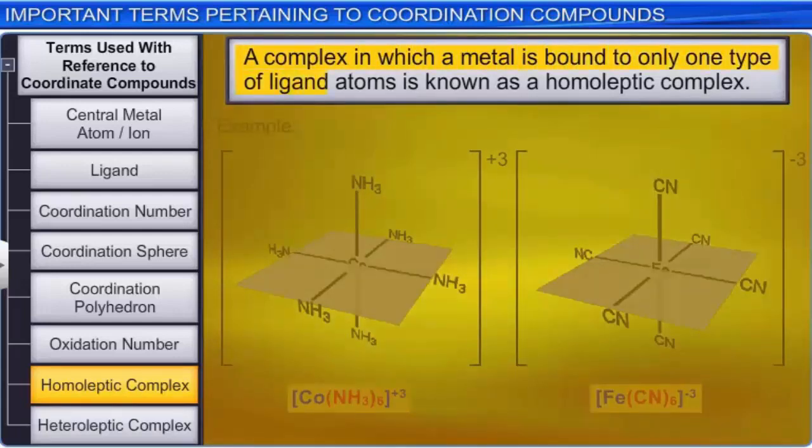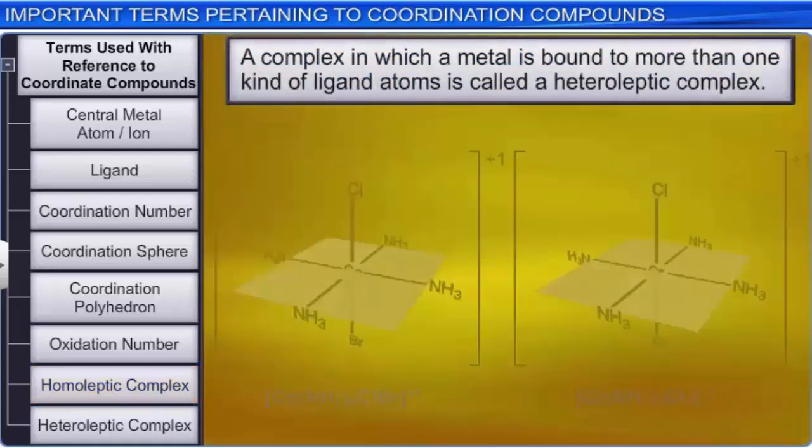What is a heteroleptic complex? A heteroleptic complex is one in which a metal is bound by more than one kind of ligand. More than one means 2 or 3 types of different ligands are surrounding the central metal ion, and that complex is called what? Heteroleptic complex. Okay. For example, here it is given.